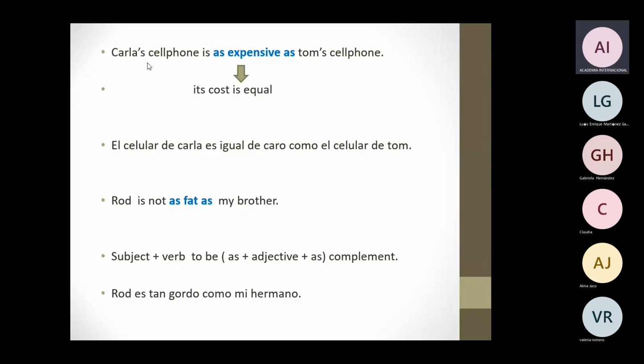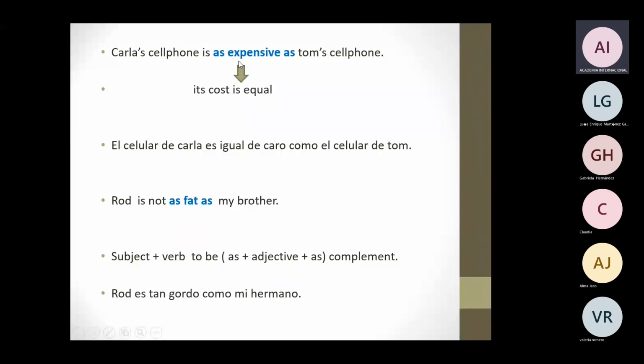But what does that mean? ¿Qué significa? So I'm talking about its cost is equal, okay? El costo del objeto es igual. De eso estoy hablando aquí. Obviamente menciono a los dueños, ¿verdad? Carla's cell phone is as expensive as Tom's cell phone. El celular de Carla es igual de caro como el celular de Tom. Eso quiere decir.